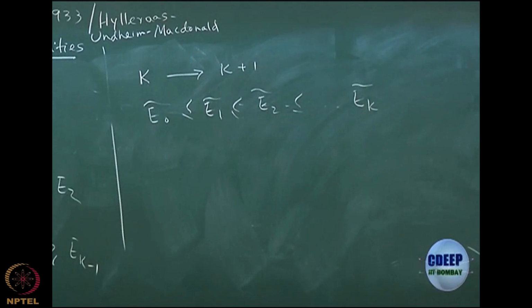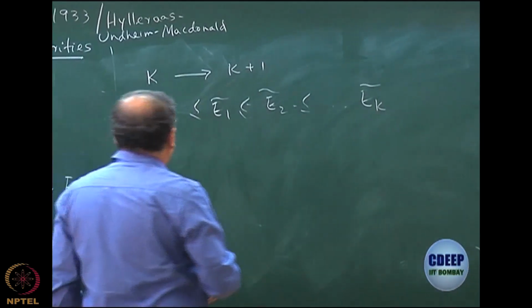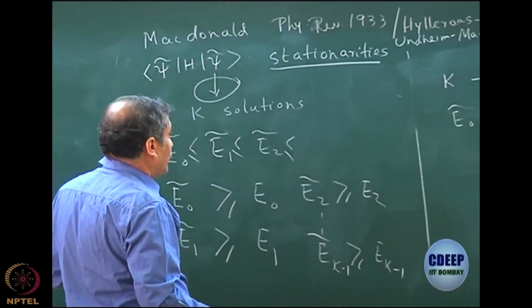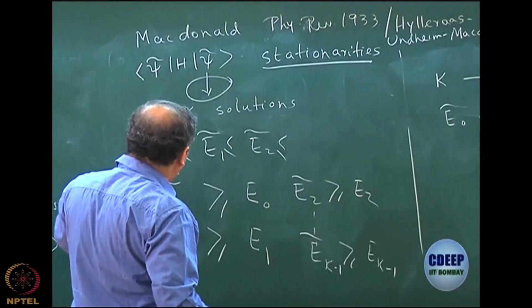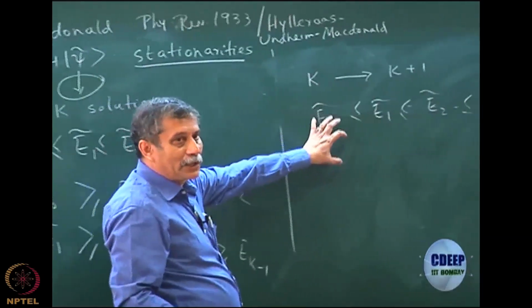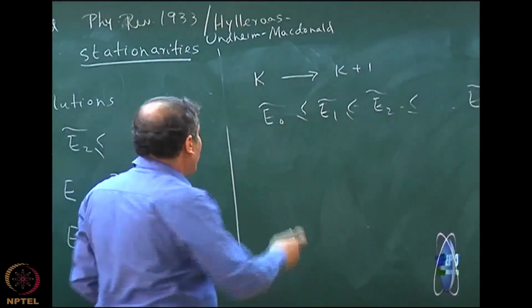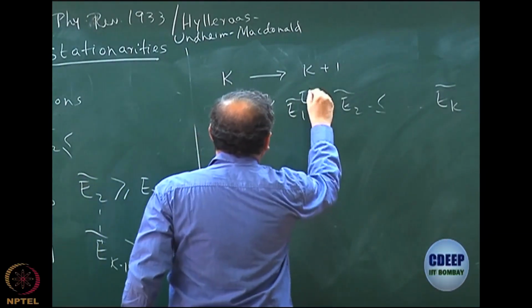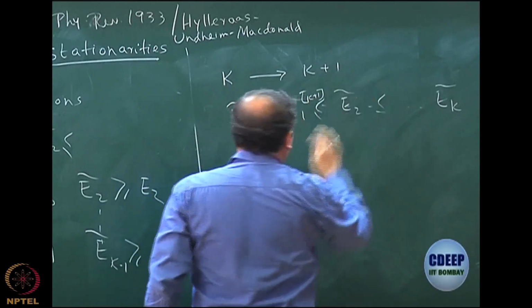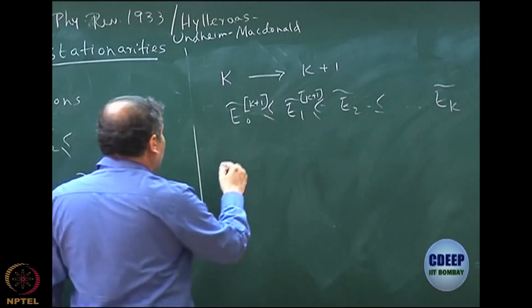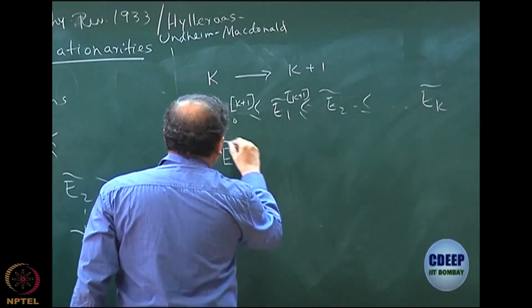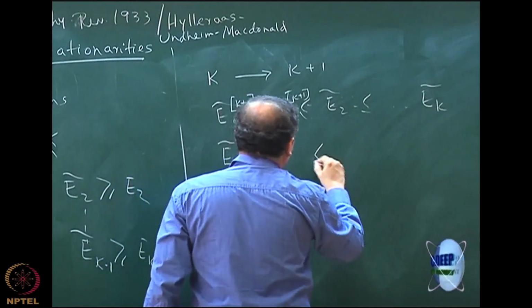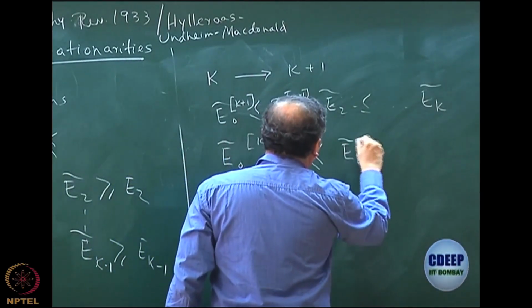What is interesting in this part of the theorem is, before I do that, let me just for the sake of clarity say that I must distinguish this E naught tilde from this E naught tilde, because obviously they are different. So let me call these E naught tilde k plus 1, E1 tilde k plus 1, and so on. Then this part of the theorem first says that E naught tilde k plus 1 is always less than or equal to E naught tilde k.